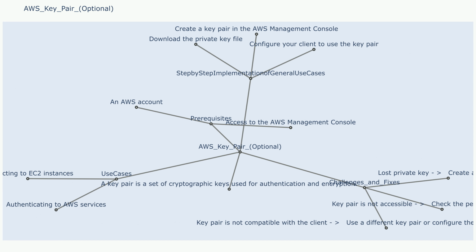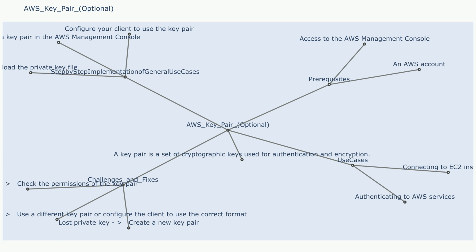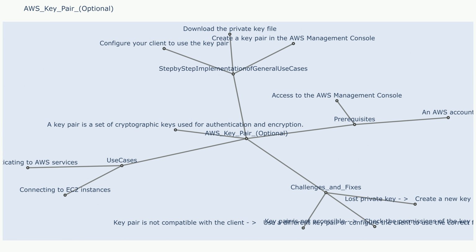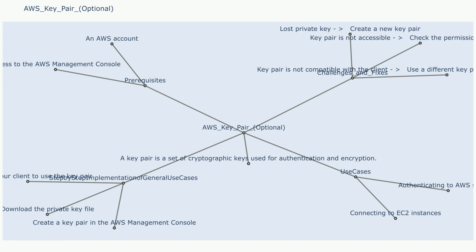Step-by-step implementation of general use cases. Create a key pair in the AWS Management Console. Navigate to the EC2 console. In the navigation pane, choose Key Pairs. Choose Create Key Pair. Enter a name for the key pair. Choose Create. Download the private key file.